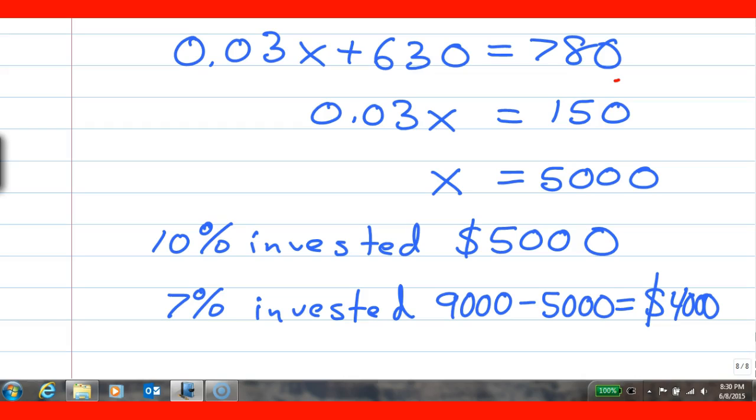But it asked how much he invested into the 7%. So I need to look back at the table. If you look back at your table, you'll see that you wrote down that you have 9,000 minus the x. Well, we know that the x is what was invested in the 10%, which is 5,000. So we have 9,000 minus 5,000, so that means that he invested $4,000 into the 7% APR.